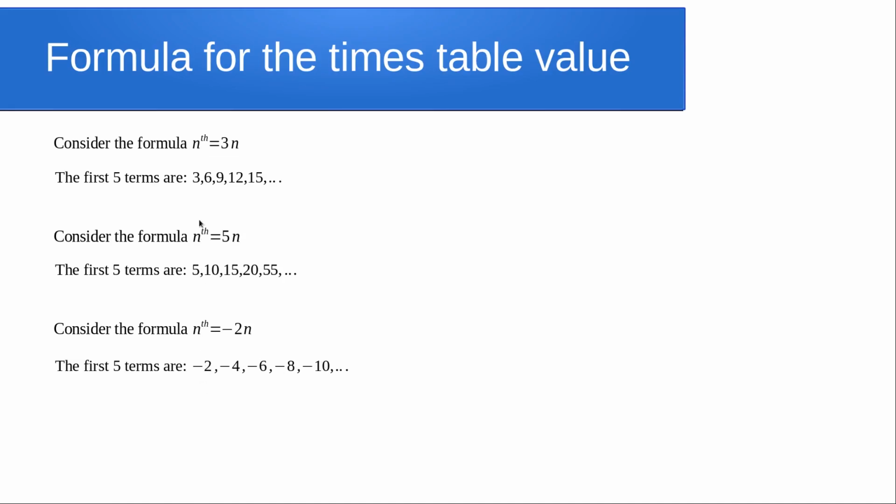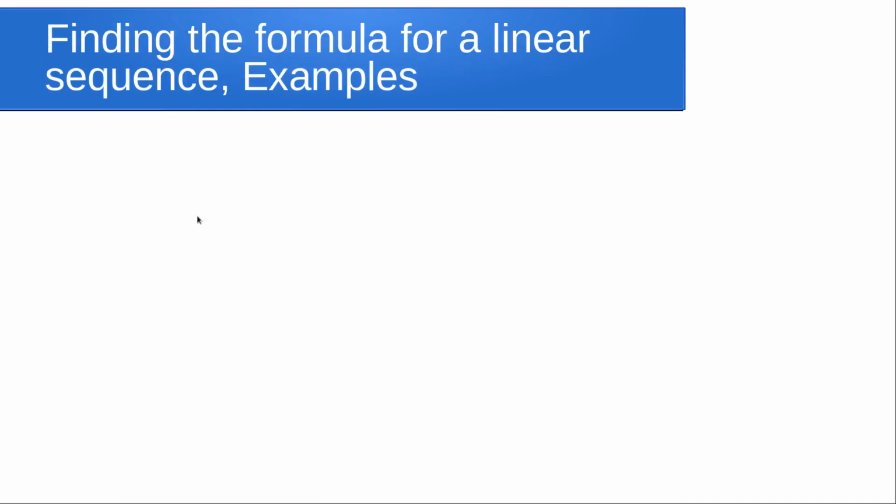So obviously the amount it goes up by each time is equal to the number that we multiply by the n. And what we notice is the 3 times table goes up by 3 each time, the 5 times table goes up by 5 each time, the minus 2 times table goes down by 2 each time. Okay, so let's have 2 examples.